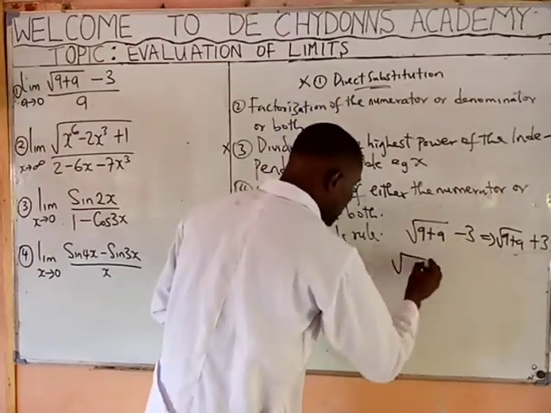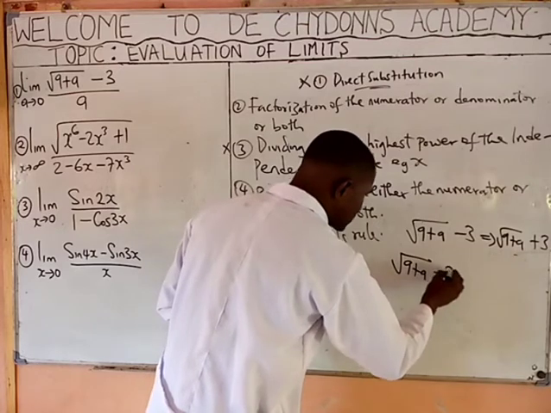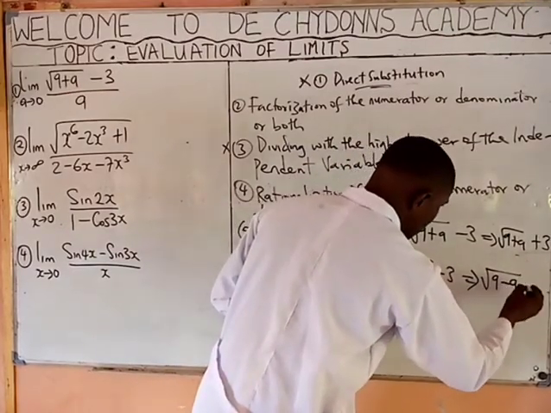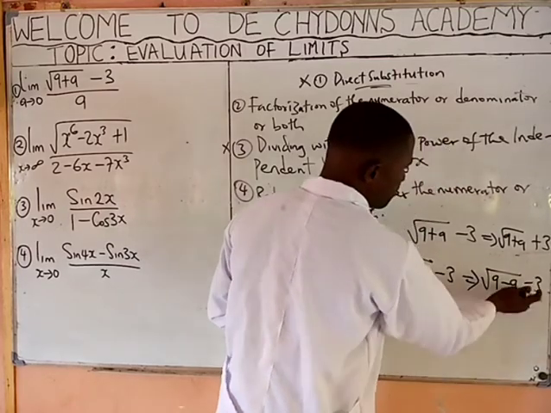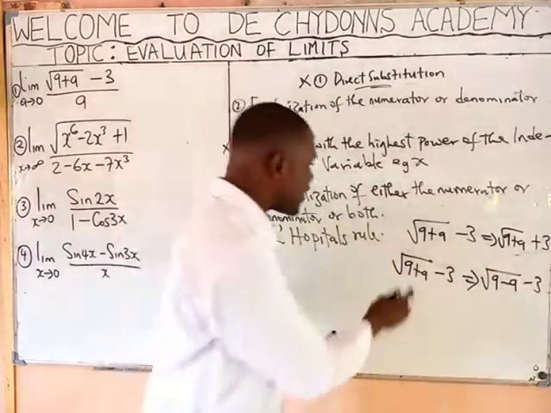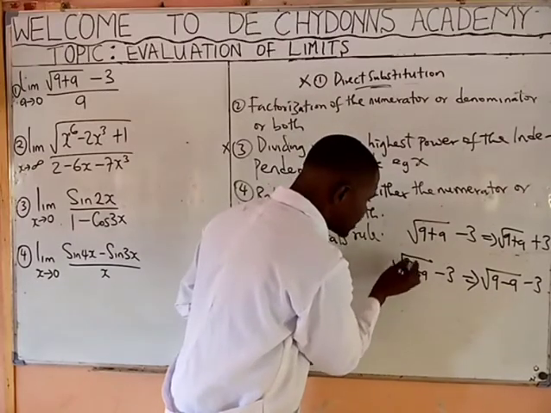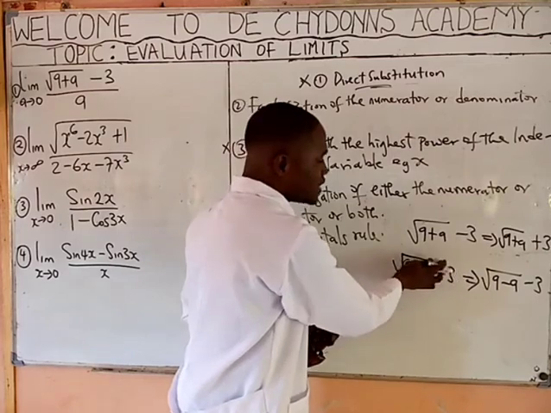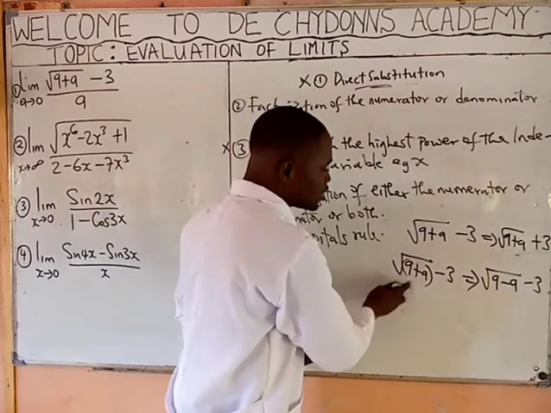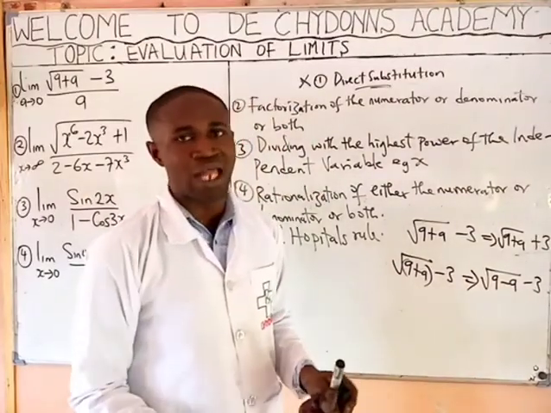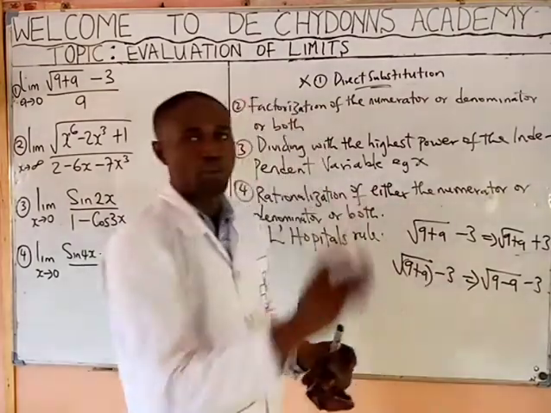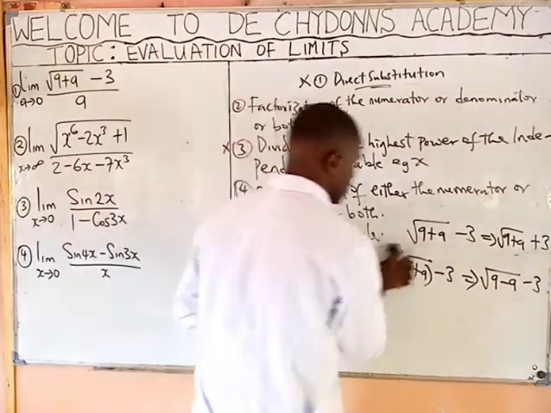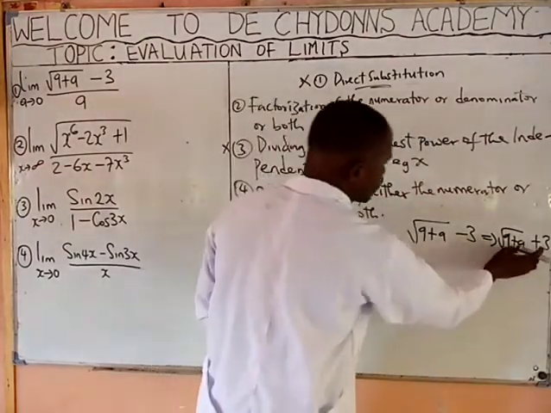Please, the conjugate of square root of 9 plus a minus 3 is not square root of 9 minus a, and not minus 3 or plus 3. No. As far as this square root has covered everything, do not change the sign there. Only change the sign that is connecting this square root and another number. If it is minus, change it to plus. If it is plus, change it to minus. That is very important to note. So, the conjugate of this will give you this.